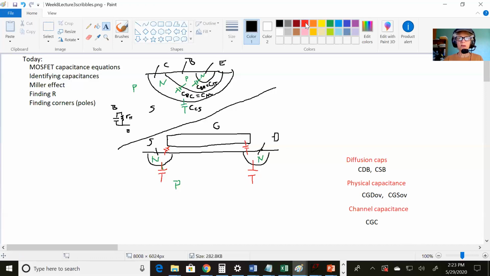But that right there, the gate actually couples to, in the forward active region, the electrons in the channel. In other regions of operation, this gate channel capacitance is a little bit different value. But for us, in the saturation region of a MOSFET, it's coupling to the electrons that have gathered in the channel.